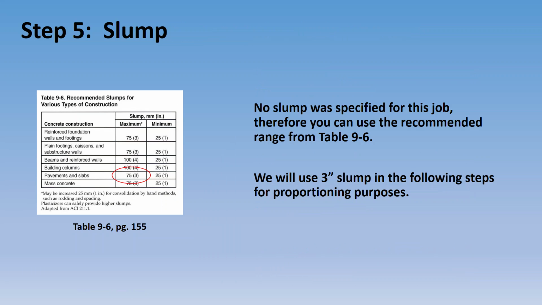And you can see down here in the row for pavements and slabs, which is what we are, we have a maximum slump of 3 inches, a minimum slump of 1 inch. So we're going to use a 3-inch slump in the following steps for our proportioning purposes. And I know we haven't talked about slump yet, but that's one of the quality control tests. It basically measures the workability of concrete that comes on site.